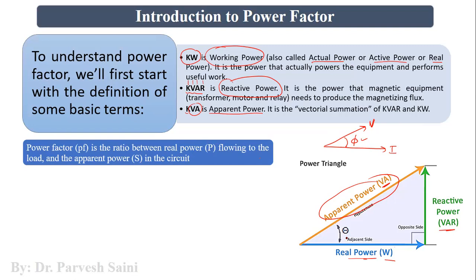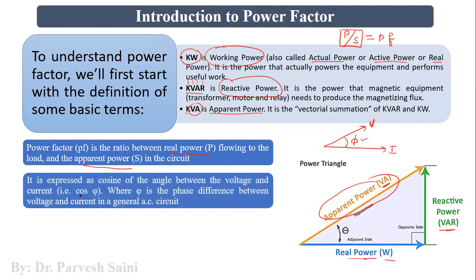cosine of this angle is generally the mathematical expression of the power factor, but the power factor is the ratio of the real power or the working power to the apparent power, that is the total power. So we can say that the amount of power which is used for some work divided by the total power supplied by the source to the load is the power factor, right? And mathematically it is expressed as the cosine of the angle between the voltage and the current in a general AC circuit.